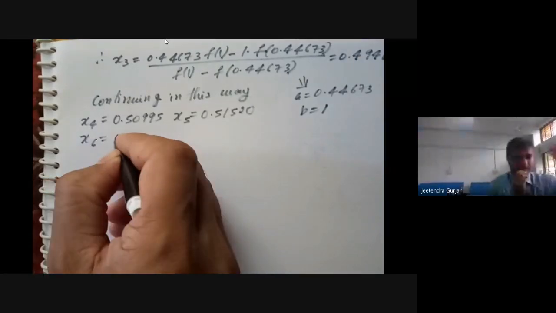What is the value of x6? Because what they have told us is that the answer must be correct to 4 decimal places, till we get 4 decimal places. So what is that value? At least we get 4 decimal places.